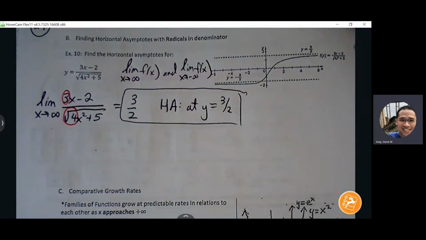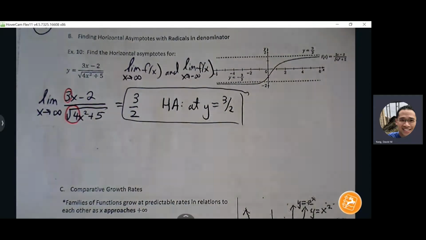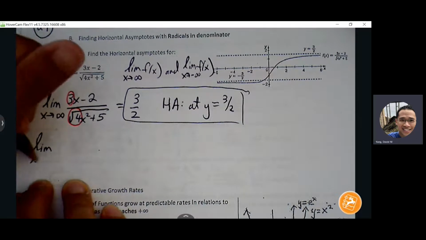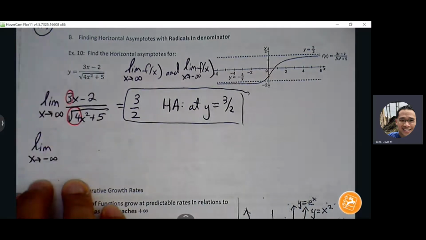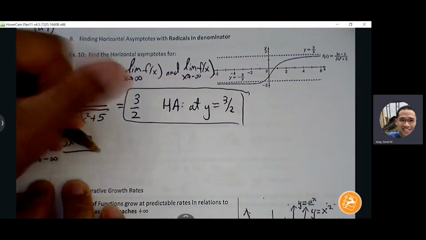Okay, so a couple of tricky things here, right? We've got to understand the square root is going to make an impact with the degree, and it's also making an impact on the coefficient. Okay. So there's one asymptote. Let's find the other one. So the limit as x approaches negative infinity. Okay. Same function.